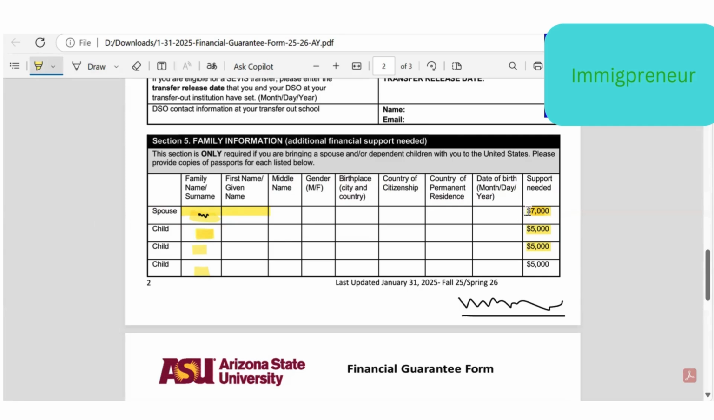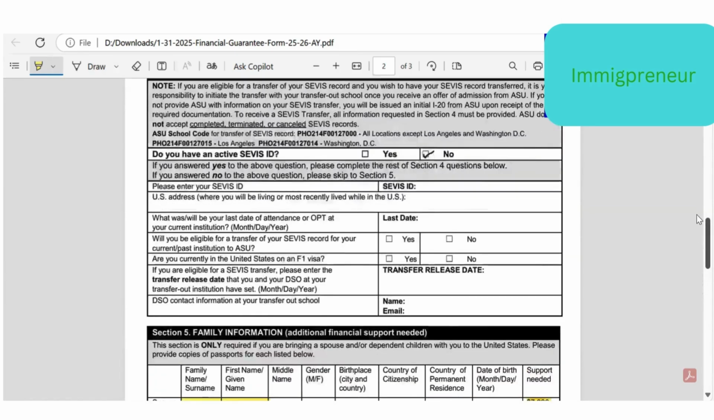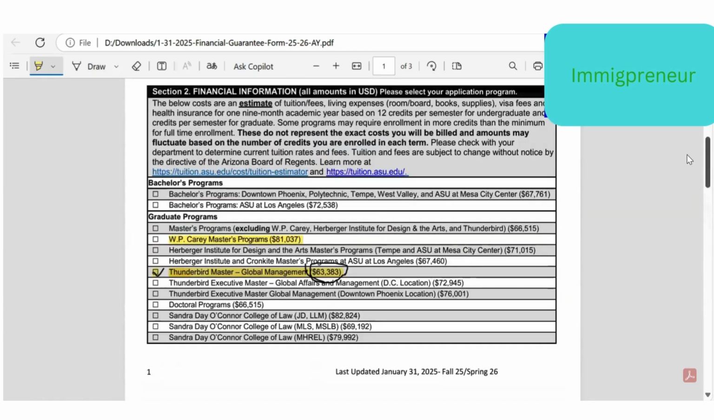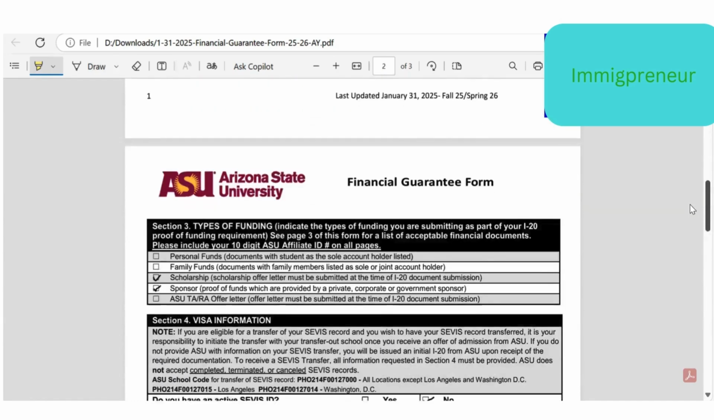And remember, if you're coming with your spouse, you need to show an extra proof of funds of $7,000, and $5,000 for every kid. So if you have 2 kids, you have to show 5 times 2, which is $10,000. And then you have to show $7,000 if you're coming with your spouse. So if you're coming with 2 kids and your spouse, that is $10,000 plus $7,000, which is $17,000 extra. You have to make sure that you have that amount under your proof of funds.